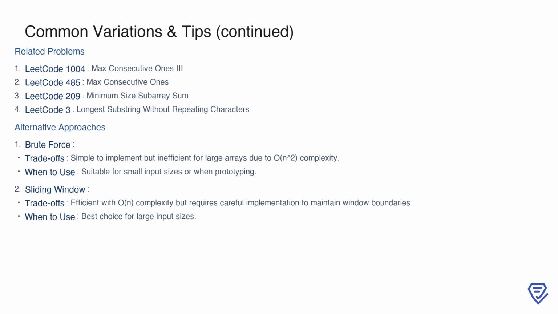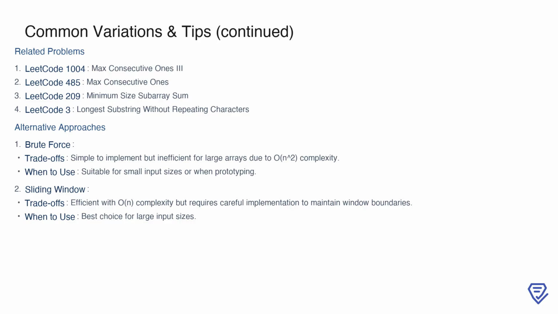For instance, LeetCode 1004, Max Consecutive Ones 3, or LeetCode 485, Max Consecutive Ones, both focus on finding streaks of specific values in an array. Similarly, LeetCode 209, Minimum Size Subarray Sum, and LeetCode 3, Longest Substring Without Repeating Characters, challenge you to efficiently track subarray or substring conditions. Exploring these problems can deepen your understanding of sliding window and related patterns.